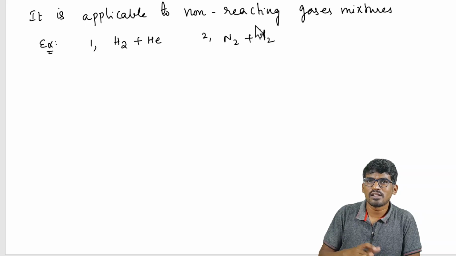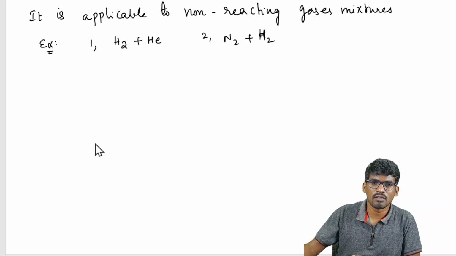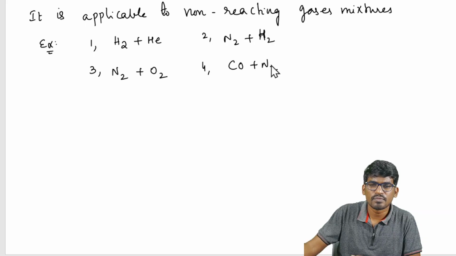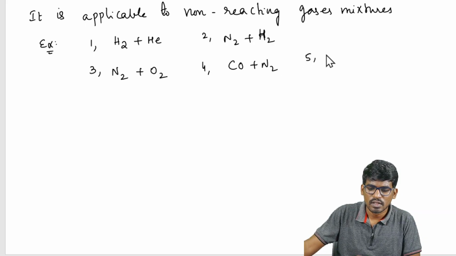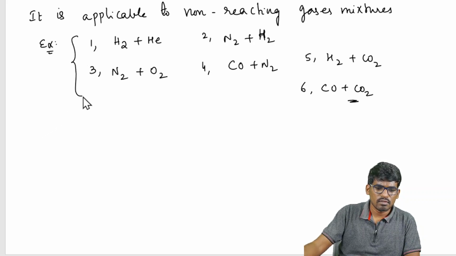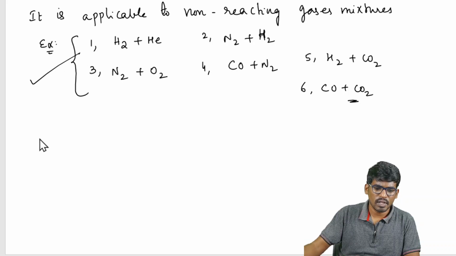Under normal conditions, nitrogen and hydrogen cannot react. We have to apply high pressure and high temperature, right? So that's the reason I have taken N2 plus H2 as an example. N2 plus O2 is also one of the examples. You can take CO plus N2. That is also an example. H2 plus CO2 and CO plus CO2, that is also an example. For all of these gaseous mixtures, Dalton's law is applicable.